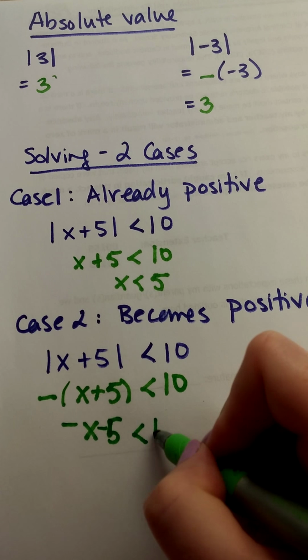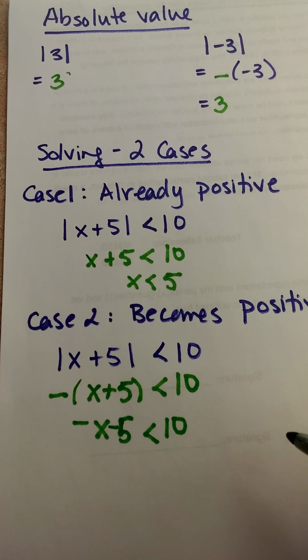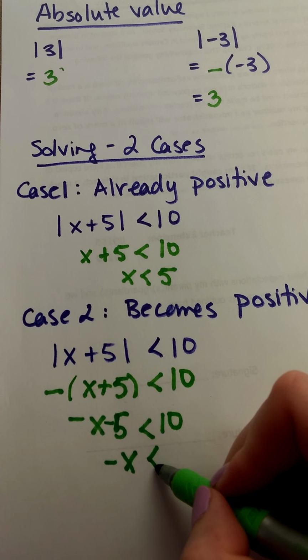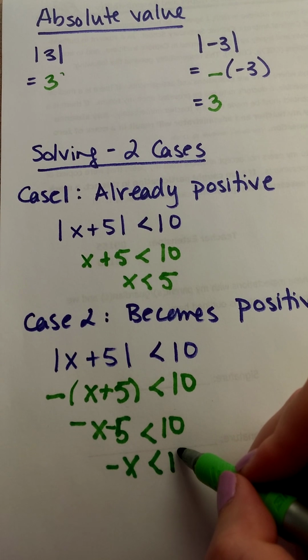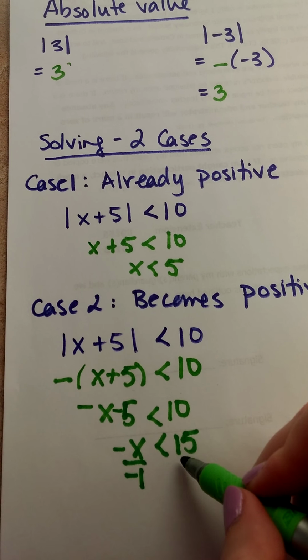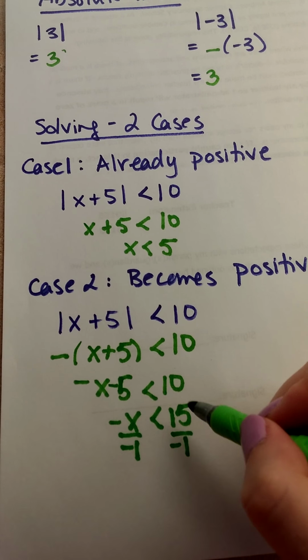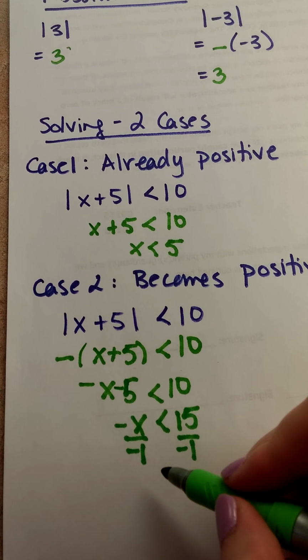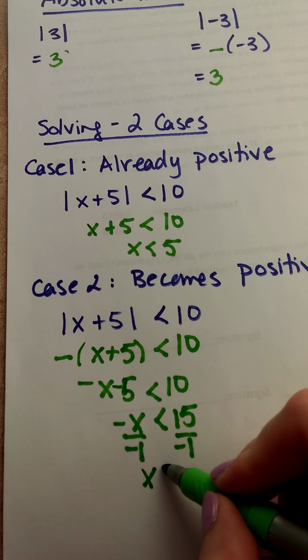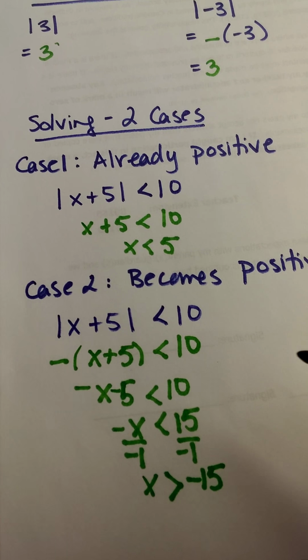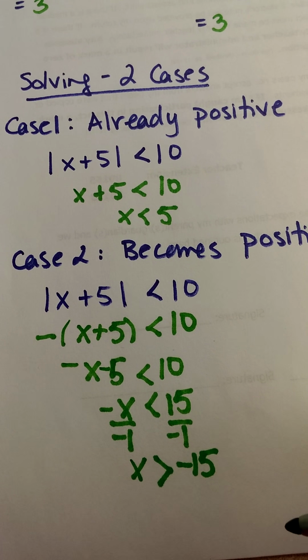So if that is how I write my expression, I continue solving, bring over the minus 5 this time, meaning I add it on the other side to get 15. And then to isolate for x, I divide both sides by negative 1. The other trick here you have to remember is that when you divide by a negative or multiply by a negative, it changes the direction of the inequality. So I really get x is greater than negative 15 for my solution from case number 2.